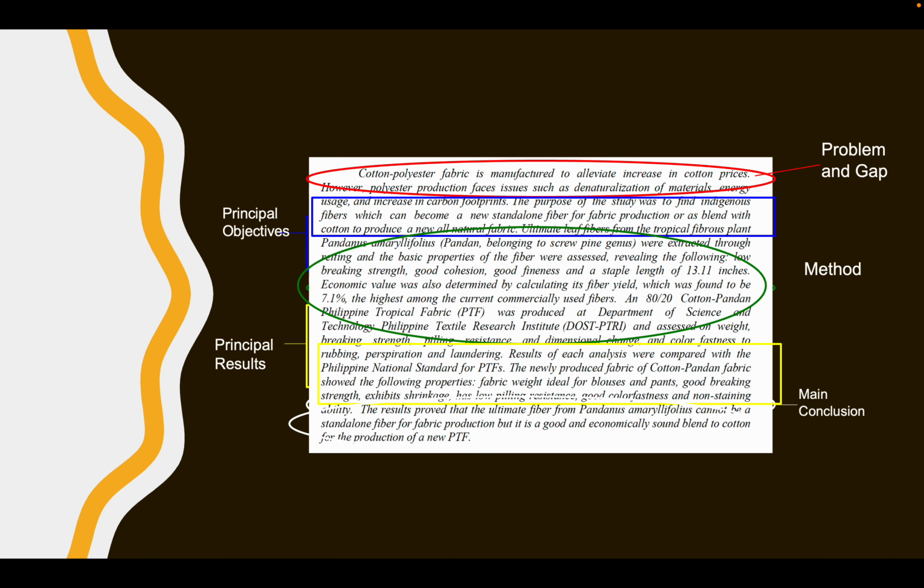So, let us identify the problem and gap. So, what is the problem? Cotton polyester fabric is manufactured to alleviate increase in cotton prices. Monay problem. And ang gap niya, however, polyester production faces issues such as denaturation of materials energy usage and increase in carbon footprints.